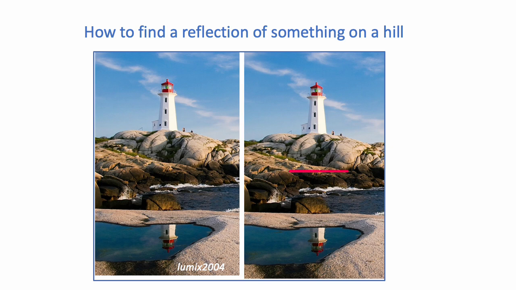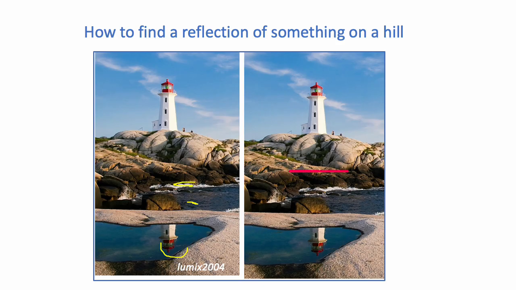Most things are on hills rather than being at sea level. So how do we find the reflection of this lighthouse? You can see it right here. First of all, we need to find the water plane for this puddle. And this puddle in front is actually elevated. You can see the sea below. So it's not at sea level. It has to be higher up.